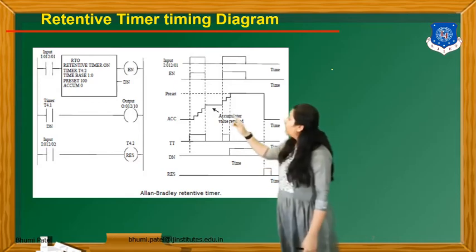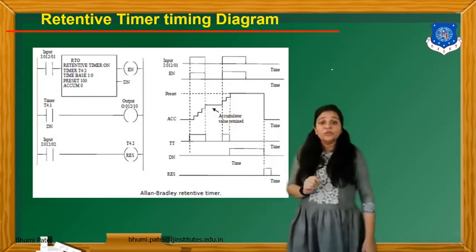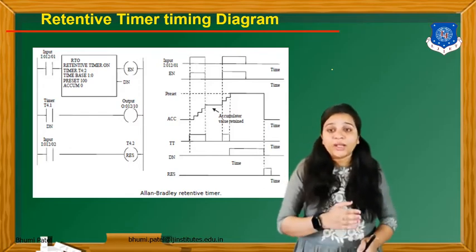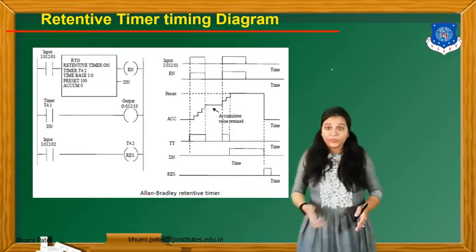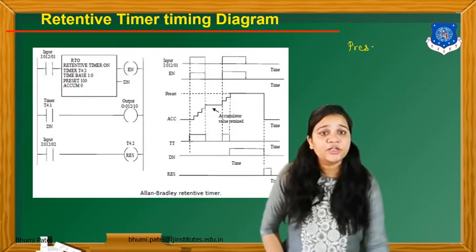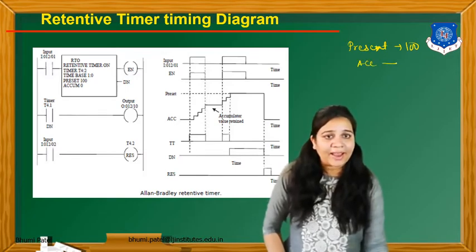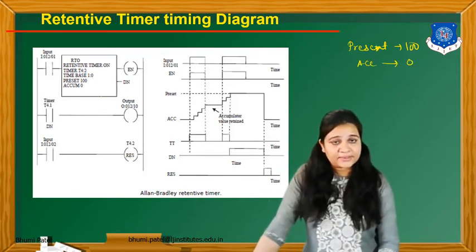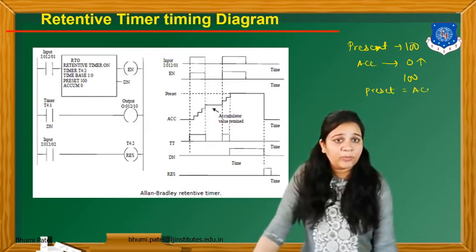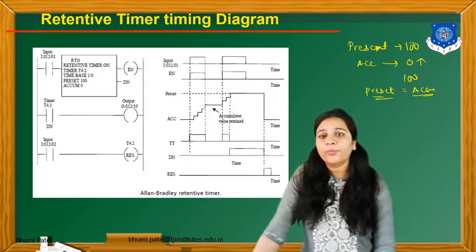Here they will write the preset value 100, so the timer will reach its target after 100 seconds. First of all, whenever the input is not applied, the value of the accumulator is 0. Whenever the input is applied, the preset value is the maximum, 100, and the accumulator value is 0. Whenever the input is energized, the accumulator value increases every 1 second. After 100 seconds, when the preset value is equal to the accumulator value, the output goes on.